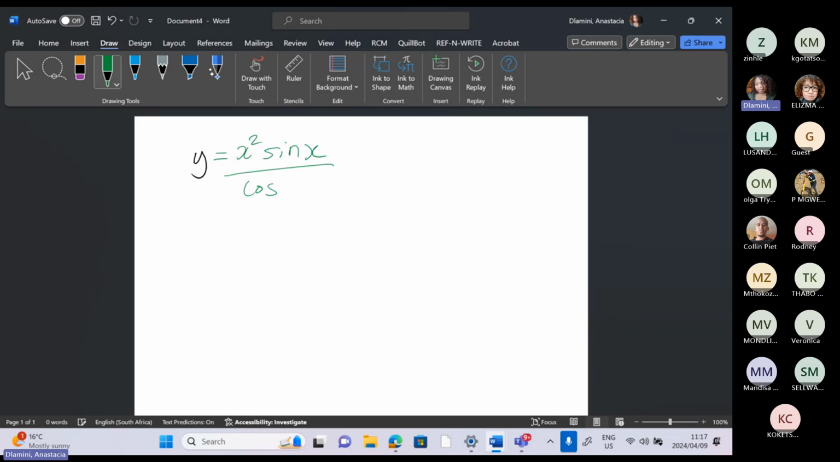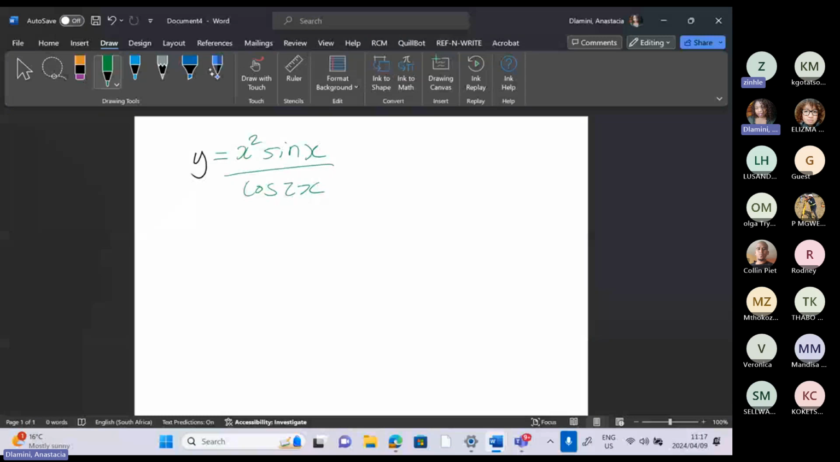Here I'm going to use the quotient rule or the logarithmic differentiation. If the quotient rule, tell me why; if the logarithmic differentiation, tell me why or why not. By looking at this, what are we going to use? We are going to use the logarithmic differentiation. Why?